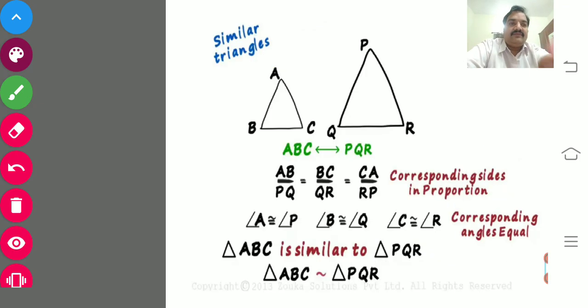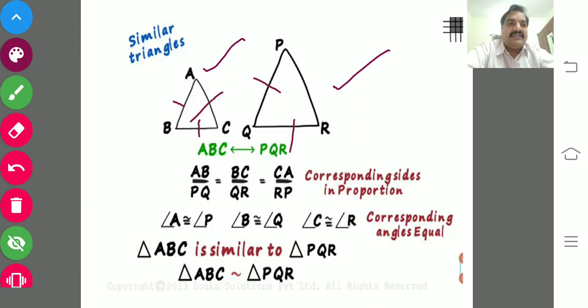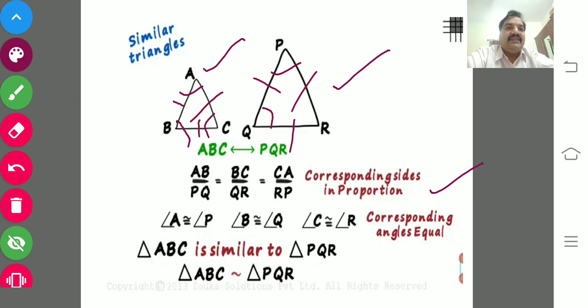I hope you could understand. Yes, in this slide you could easily understand the similar triangles. So this is triangle ABC as well as PQR. These two are similar. If we want to prove they are similar, I told you corresponding sides are in proportion. So AB by PQ equals BC by QR equals AC by PR. That is the first basic thing. And with respect to angles, angle A equals angle P, angle B equals angle Q, angle C equals angle R. So corresponding angles are equal.